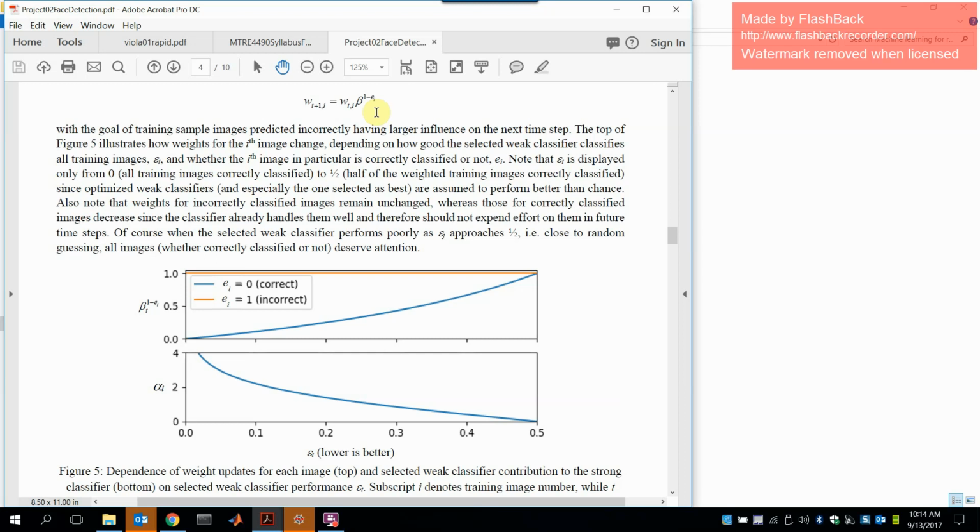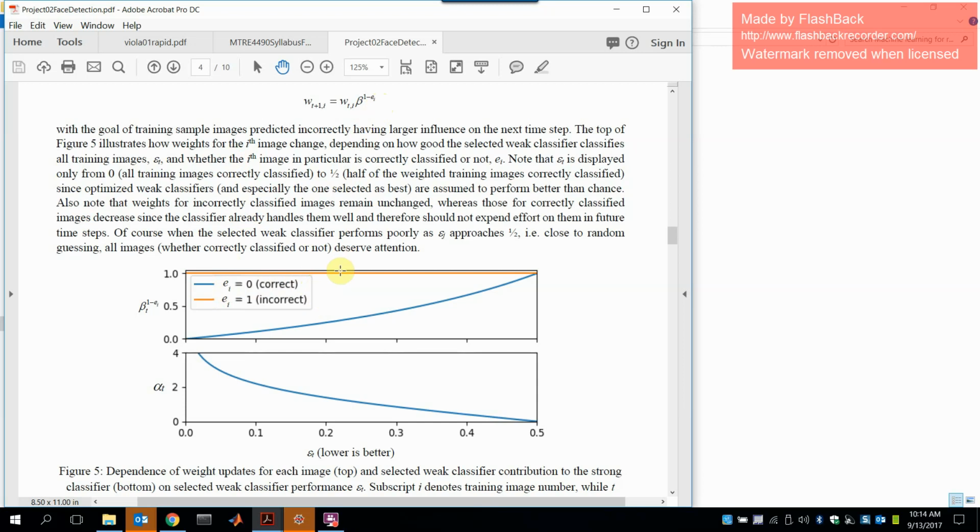So remember, I represents an image. This is where it gets confusing. We need to understand all the subscripts. We got J that represents a weak classifier. We've got I that represents a training image, and we have T that represents a selected weak classifier that's part of the strong classifier. Okay, so the EI, that was the ith image correctly classified in this step or not? Okay, and these are error measurements. So 0 is that it was correct, and 1 is that it was incorrect. So 1 minus EI is basically saying, was it correct or was it incorrect?